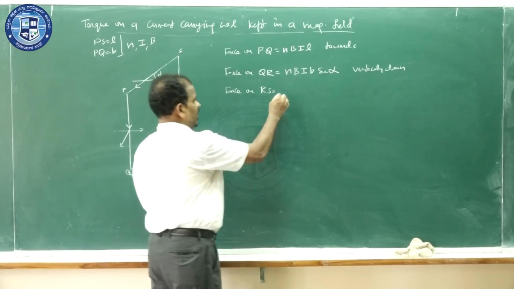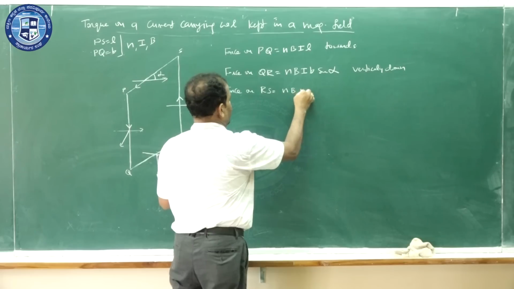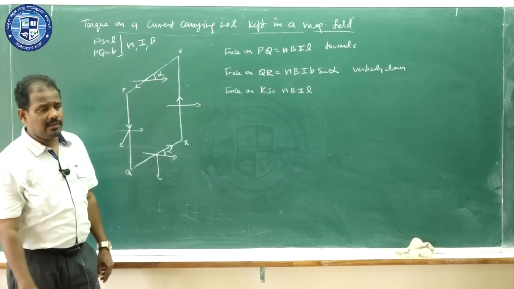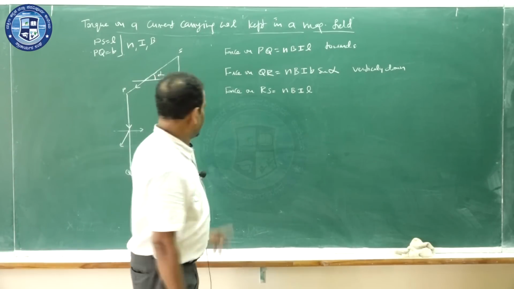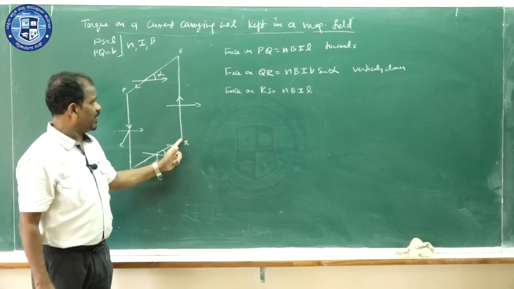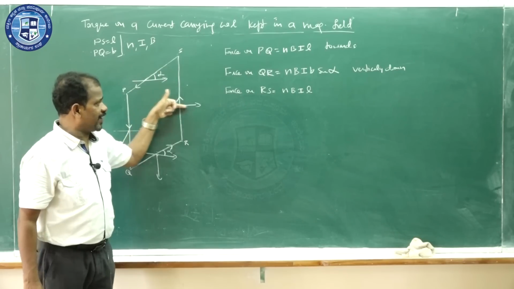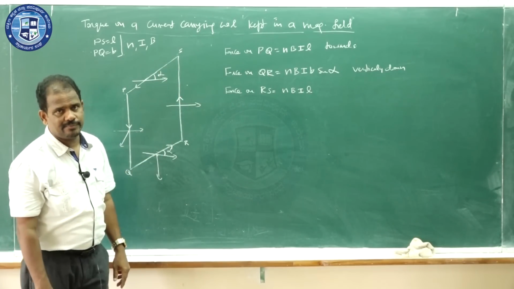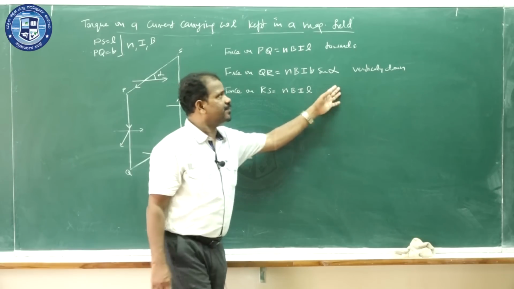Number of turns N, magnetic field B, current I, length L, everything is the same. Angle: here the current is going vertically up and the field is to the right. The angle is 90 degrees, so sin 90 is 1. So the force is the same.